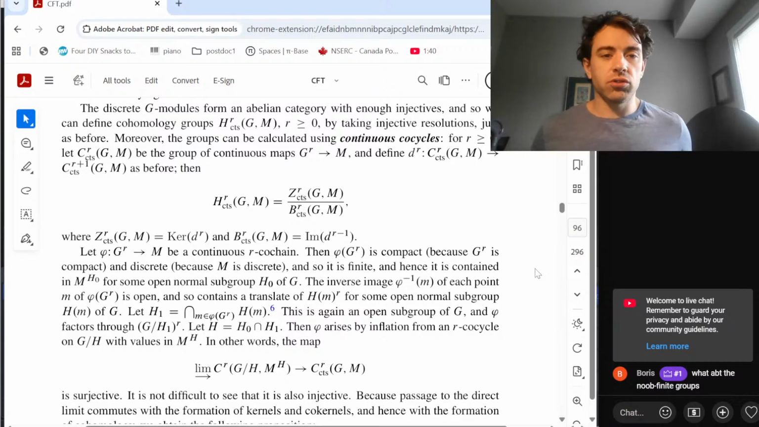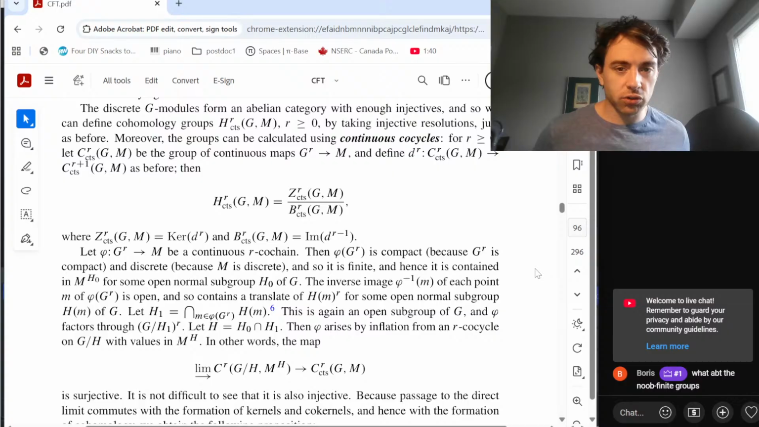Discrete G-modules are still abelian with enough injectives. Okay, I guess I'll just believe it. By taking injective resolutions, just as before, we define the groups using continuous cocycles.